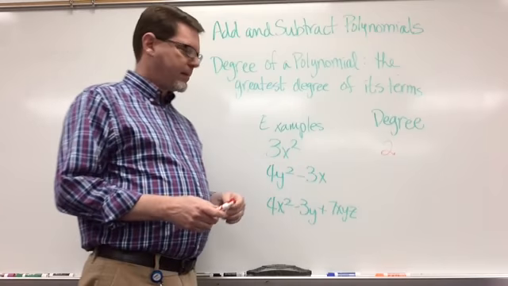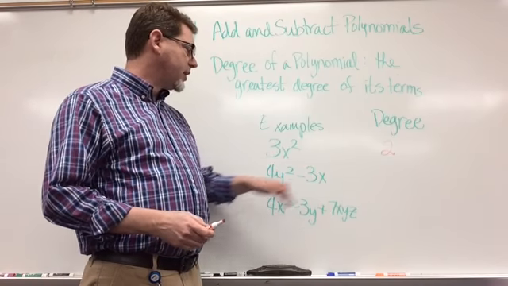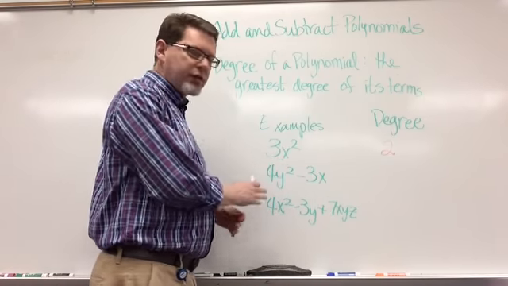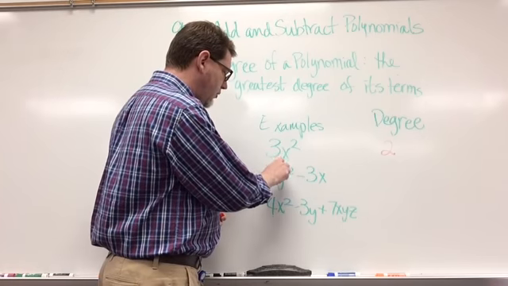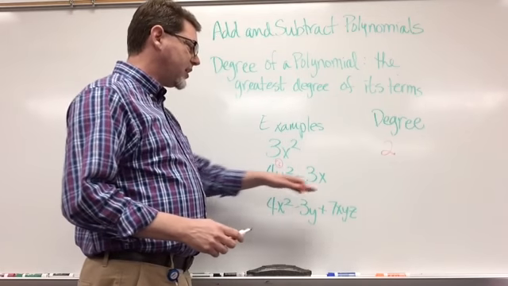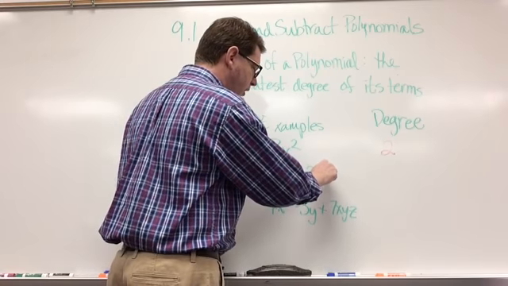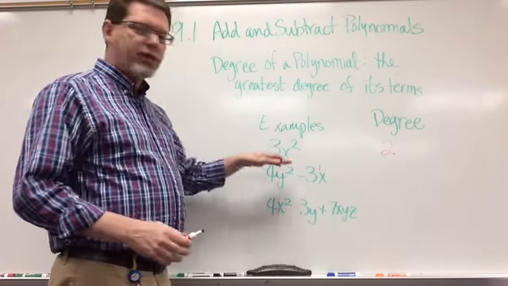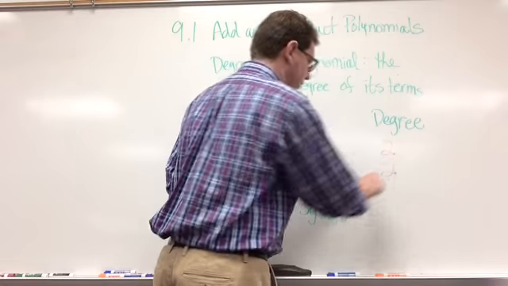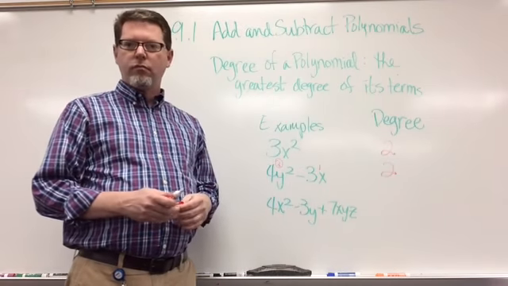And here I have 4y squared minus 3x. Well, the degree of the first monomial is 2, and the degree of the second term is 1. So I look at which one of those is bigger, it's 2, so the degree of that polynomial is 2.